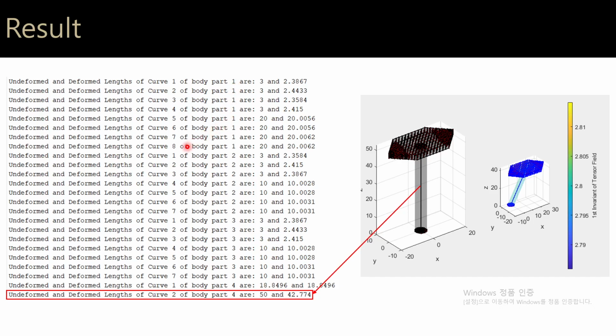Part 1 consists of 8 curves, part 2 consists of 7 curves, part 3 consists of 7 curves, and part 4 consists of 2 curves. One is along the height. So I'm going to check this curve.